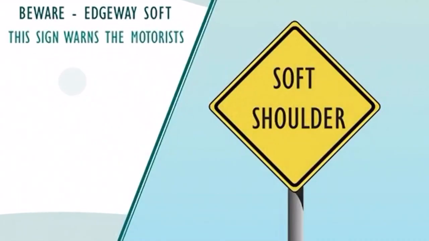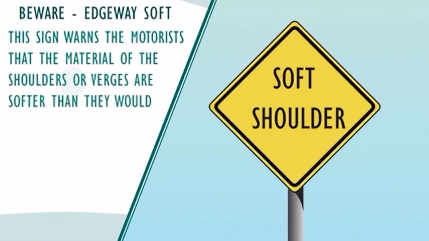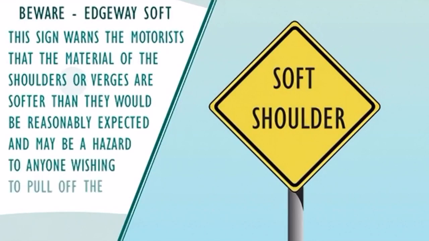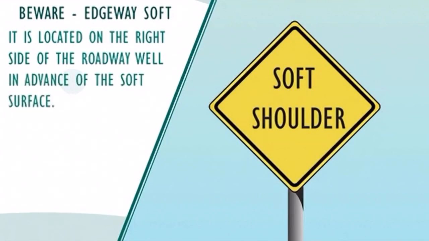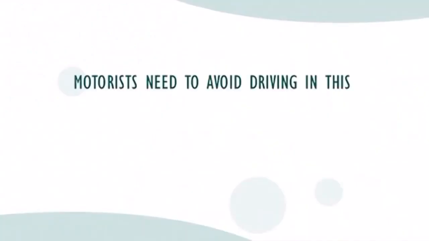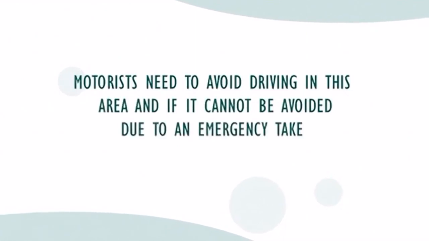This sign warns the motorists that the material of the shoulders or verges is softer than would be reasonably expected and may be a hazard to anyone wishing to pull off the roadway. It is located on the right side of the roadway well in advance of the soft surface. Motorists need to avoid driving in this area, and if it cannot be avoided due to an emergency, take care not to get stuck.